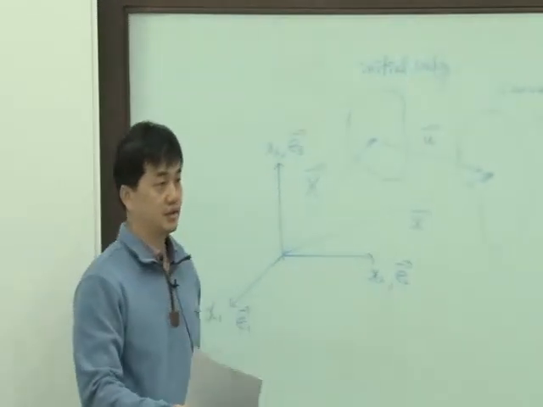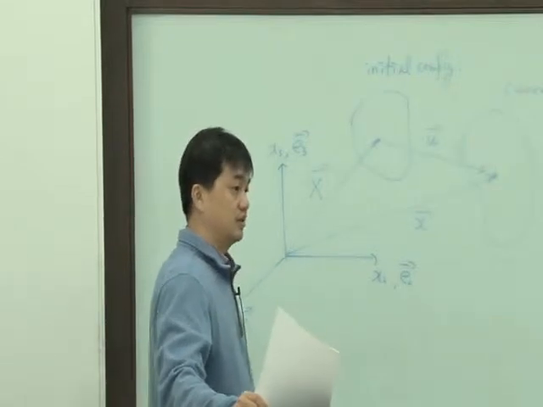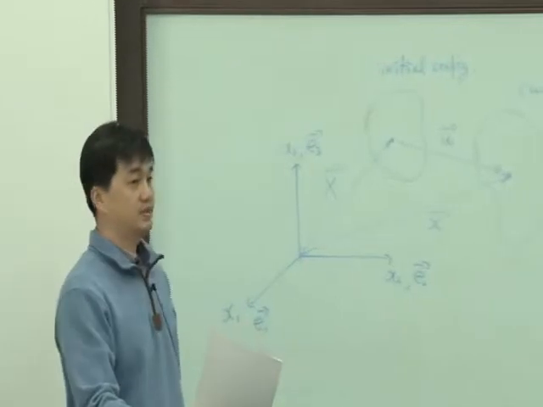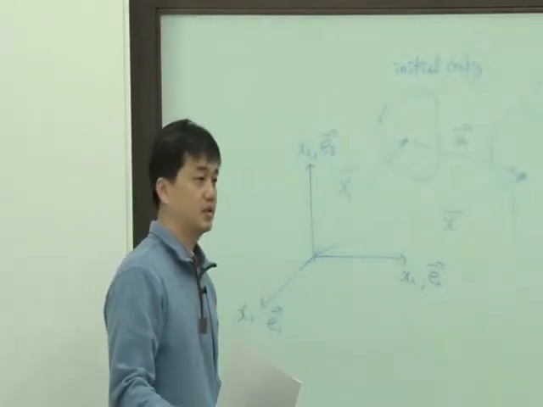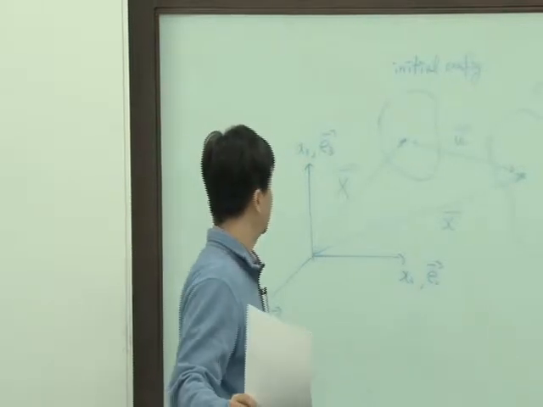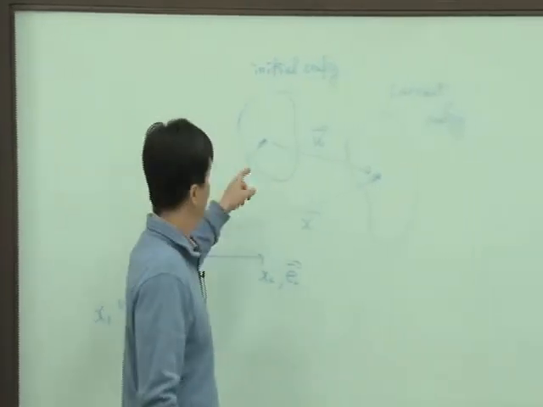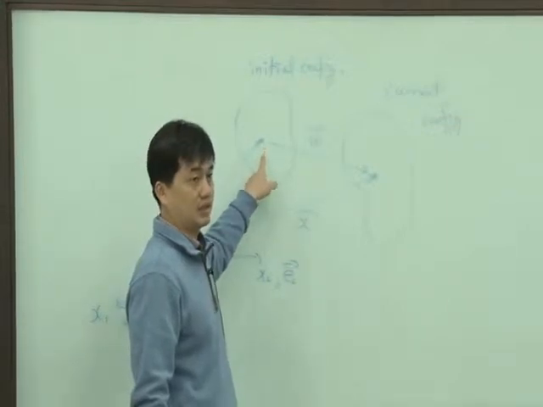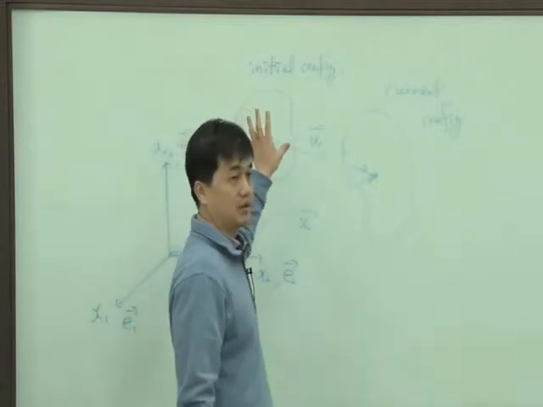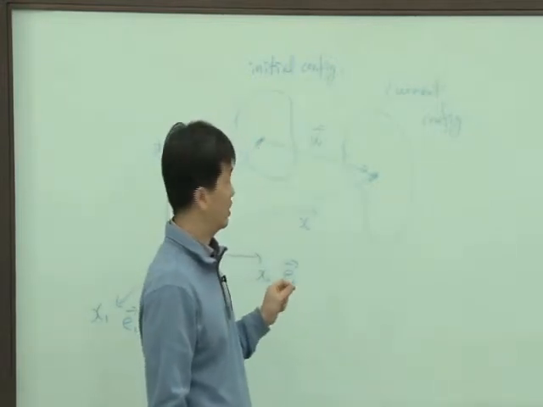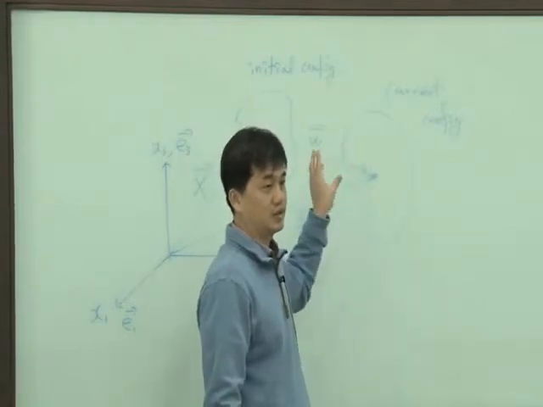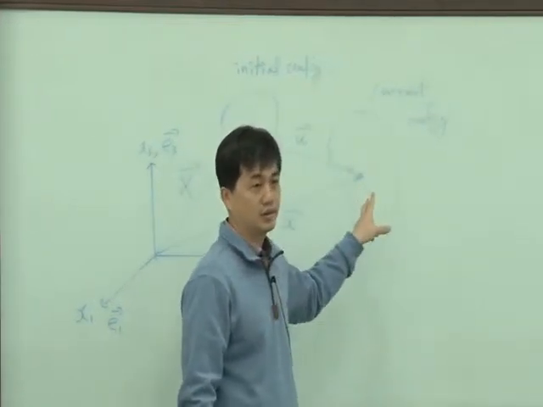Okay, let's see the general description of displacement. Displacement is just the difference between two material positions. So here we have two bodies. The first body is the initial body, and after some time this body has some displacement. It means it's deformed and moved.